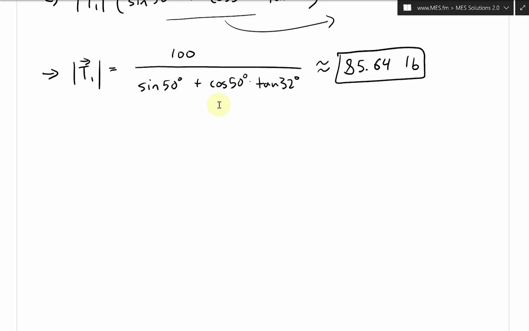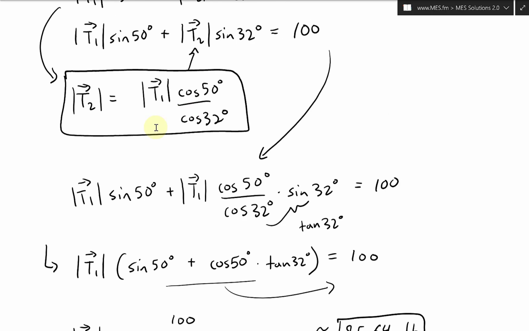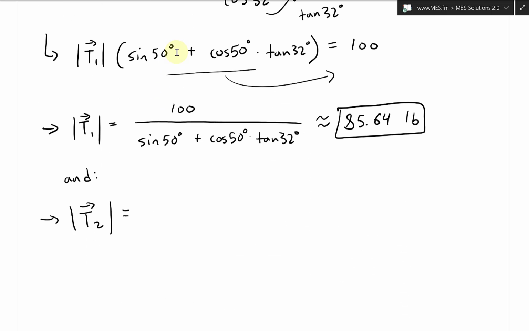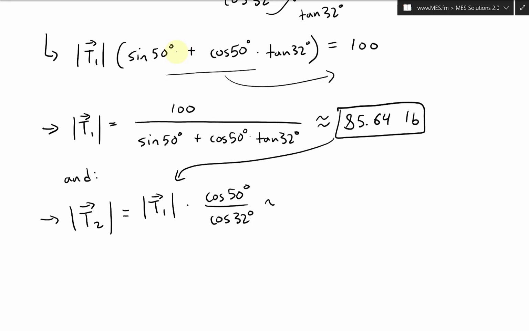And now the next one is T2. Put an arrow, and T2 equals T1, the magnitude or the length, times cosine 50 over cosine 32. So T1 vector times cosine 50 over cosine 32. Now we throw this inside here, and then plug it in the calculator.